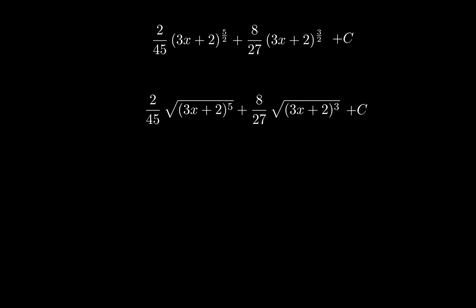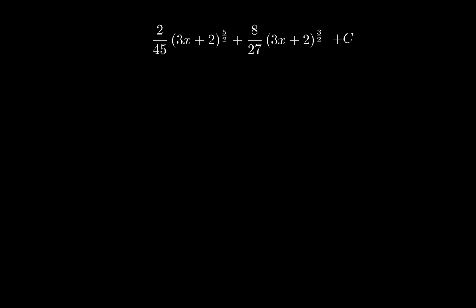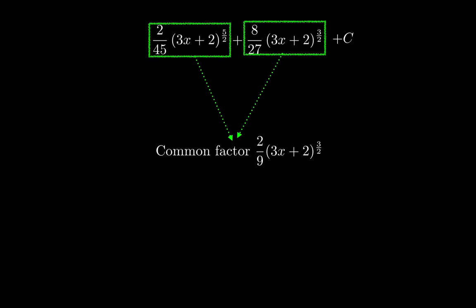But I want to go a little bit further here because I'm giving a lot of details. So let's just complete the whole thing. What I want to do is simplify this algebraically a little bit more. So I'm going to take that expression that you see there, and I'm going to simplify that. As you can see, those two terms have a common factor of 2/9 times (3x plus 2) to the 3/2. So they have that common factor. So the idea is that I'm going to factor that out.